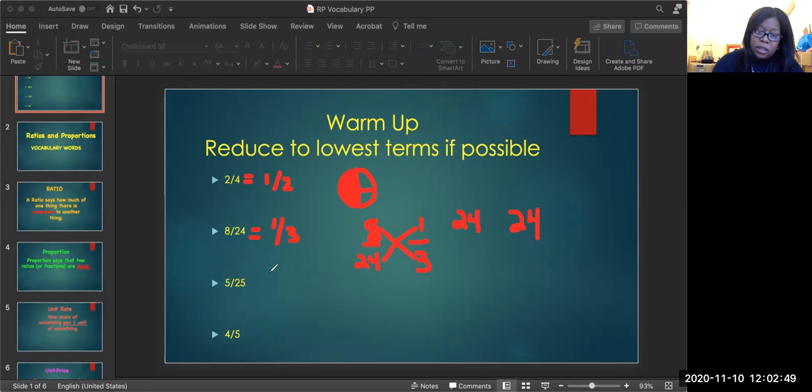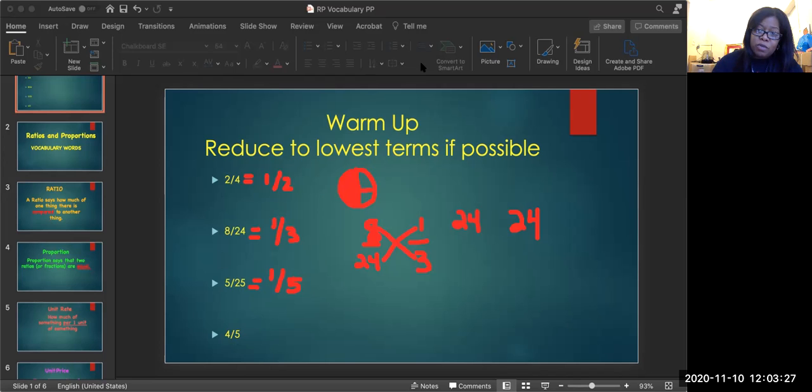Okay, 5/25. Yep, both can be divided by 5, so that gives you 1/5. So 5/25 and 1/5 are proportionate. They're equal to each other. And in this case, 4/5, this was just to see if your brain power is working. You can't reduce this anymore, so there isn't anything to put there. However, there are equivalent fractions for this, but we'll run into that a little bit later.